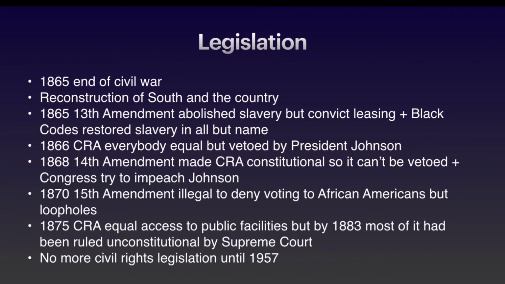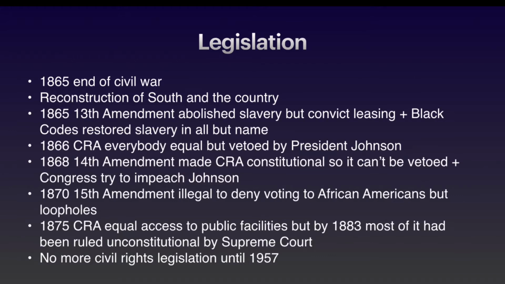The 1866 Civil Rights Act said that theoretically everybody in America was equal. This act was vetoed by President Johnson, so he tried to stop it, but Congress overrode his veto and they pushed it through to be passed. Then the 1868 14th Amendment made the 1866 Civil Rights Act part of the Constitution so that it couldn't be vetoed or reversed, at least easily. In the same year, Congress tried to impeach President Johnson, and this was the first time that Congress had ever tried to impeach a president.